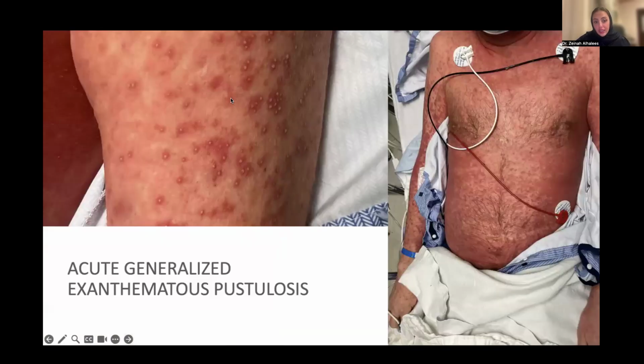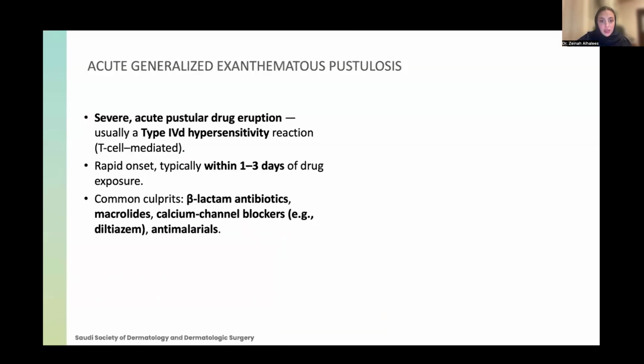Okay, so this was actually AGEP, and we based it on, honestly, history mostly, but we're going to talk about a few features that differentiate AGEP from pustular psoriasis in a bit. So what is AGEP? Acute generalized exanthematous pustulosis. It's a severe acute pustular drug eruption, and it's a type 4 hypersensitivity reaction, a T-cell mediated hypersensitivity reaction.